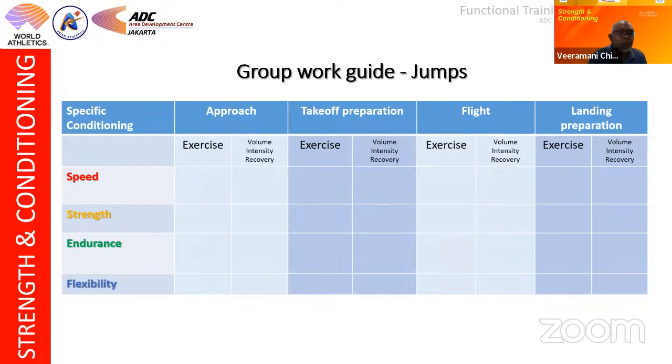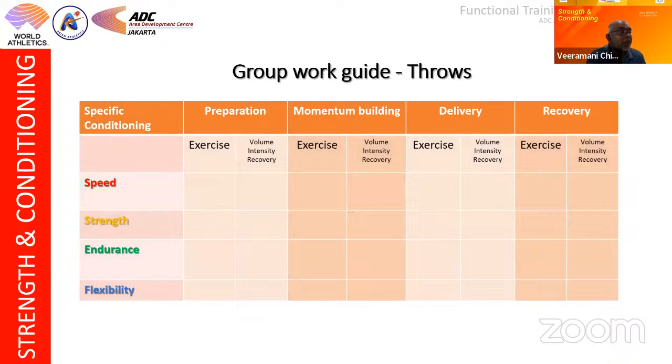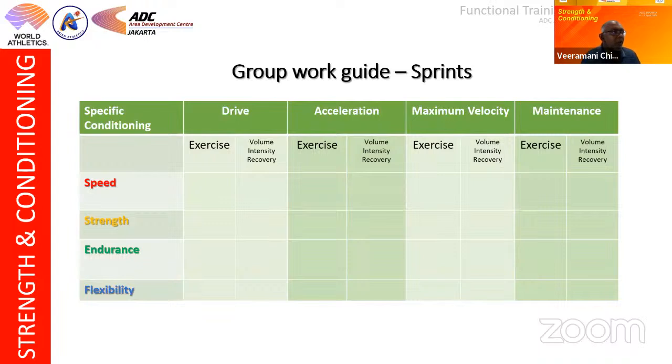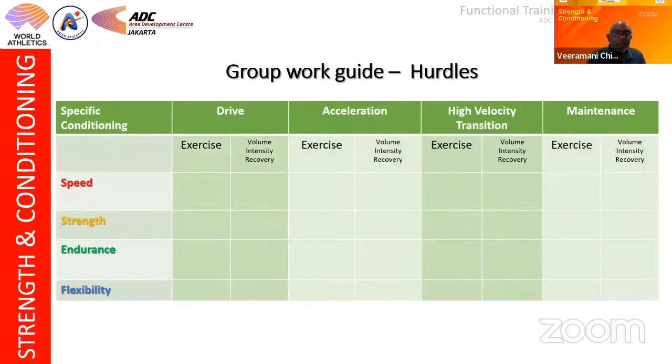So for each event group, you will receive this. This will be for throws. Throws will have your preparation, momentum building, delivery, and recovery. These are the phases we have in our run, jump, throw book, so I'm not taking anything outside of that. For sprints, we have the drive, acceleration, maximum velocity, and intensity maintenance. Hurdles, we have drive, acceleration, high velocity transition, and then maintenance as well.